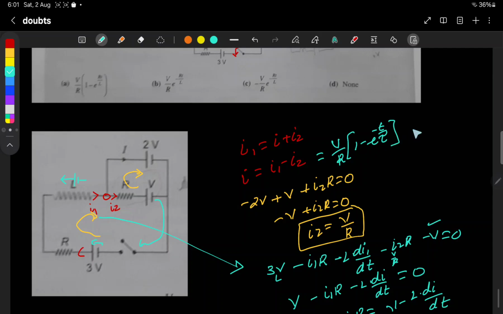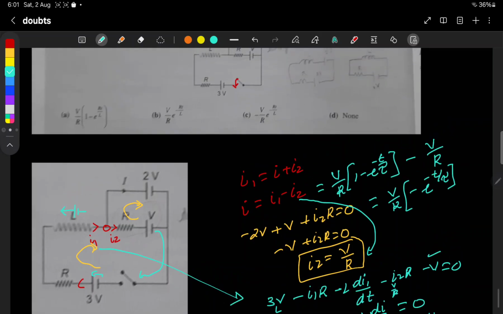So this is your I1, and I2 we already found, V by R. Again in this V by R is common, we can take V by R common. So plus 1, if I take this V by R out, again I'll get minus 1. So plus 1 minus 1 will get cancelled. So I'll get minus e to the power minus t by tau. Any options are like that? So minus V by R into e to the power minus t by tau, where tau, if you expand it, is L by R. Okay, so we will get this as the answer. I hope you understood how to find the answer.